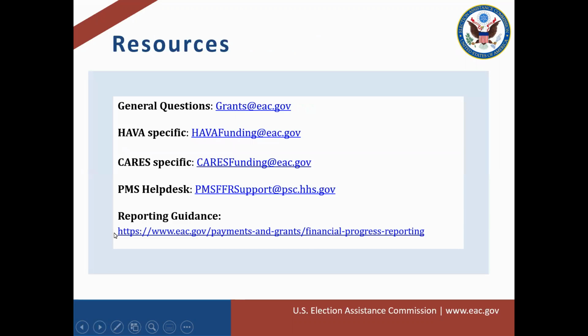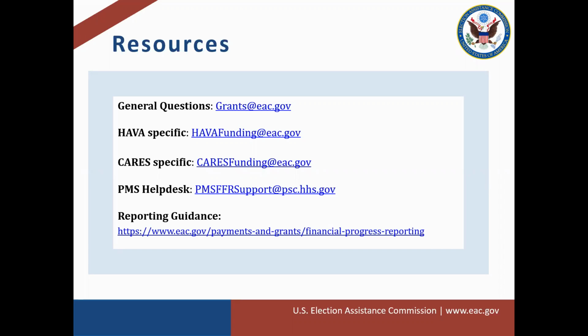Thank you, Peg. That brings us to our resources. So once this training is over, you can ask questions to us at grants@eac.gov. We did break out our subjects into two categories. We have the HAVA funding and the CARES funding email, so that we can triage your questions pretty quickly. Most of you have been using these already, so thank you for that. Again, that's your go-to for questions. If one of us is out of the office, the other one will receive the email and respond.